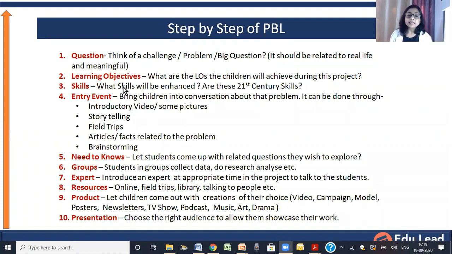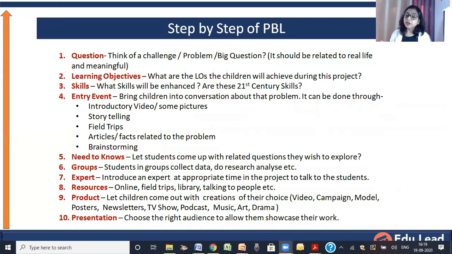Then the second thing is that while the children are doing this project, you have to see what learning objectives you are aiming at. Now, there are 2 kinds of objectives. One learning objective is directly related to your subject, which means which conceptual knowledge they are going to acquire while they are doing this PBL. Your cognitive objectives will come over here. So you have to see what objective is being fulfilled when the children are taking this PBL. So that's important.